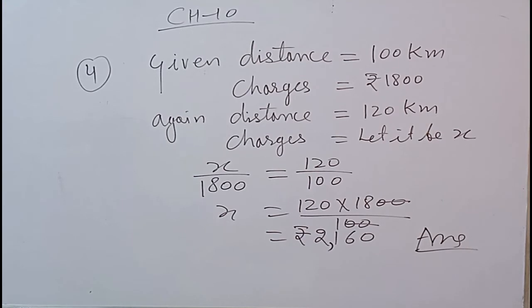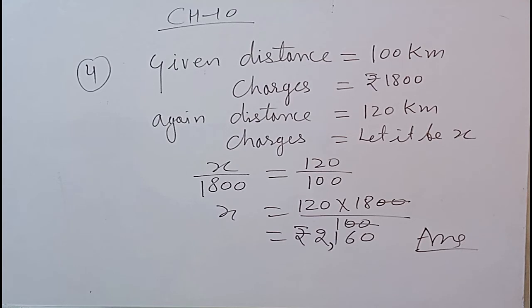Children, I am taking question number 4. The question is: for 100 km a taxi charges rupees 1800. How much will it charge for a journey of 120 km? So first write whatever is given. Distance equals 100 km, charges taken are rupees 1800. And again the distance is increasing, that is 120 km. Charges, let it be x. So it is a case of direct variation.